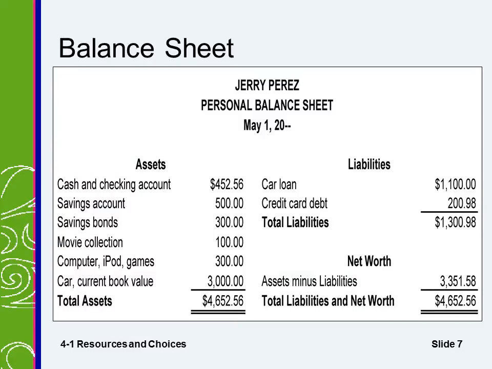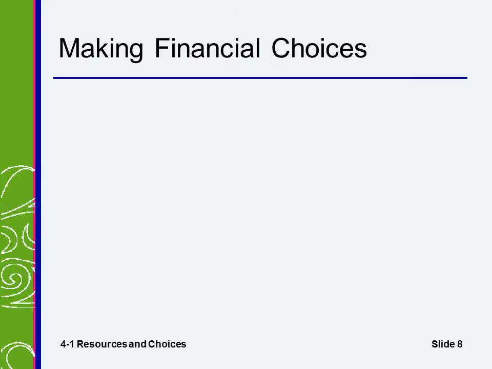Let's take a look at it. Here's a balance sheet. This is where you write down your assets and your liabilities. You'll see all of the things that you own, like savings accounts and bonds and movies and iPods and how much they're worth, and then subtract your liabilities, like your car loan or your credit card debt, and that tells you your net worth. This is what we use to determine who is a millionaire. It's based on their net worth.